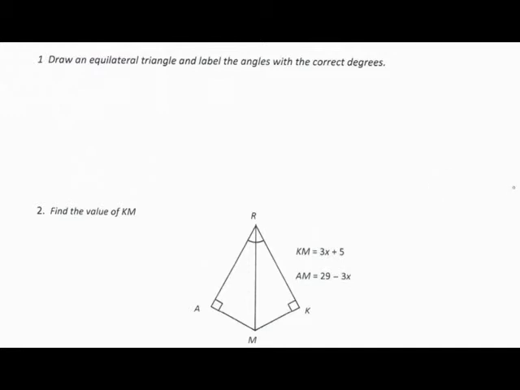For the Unit 4 review for geometry. So problem number 1. Draw an equilateral triangle and label the angles with the correct degrees. So if we look at this equilateral triangle, you can see that this word "equi" comes from equal. So I want a triangle that's equal for the sides and angles.